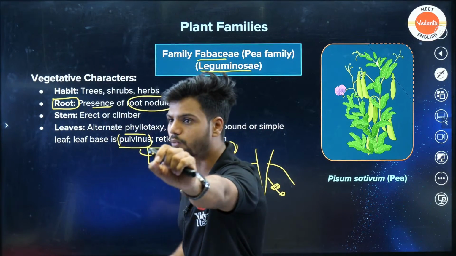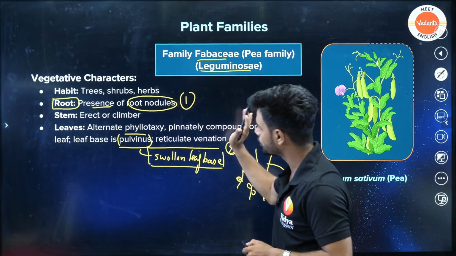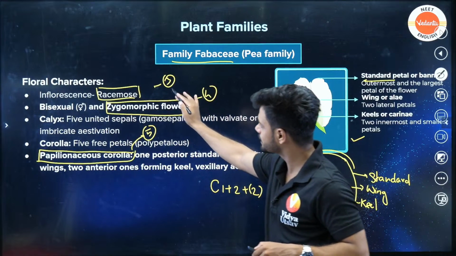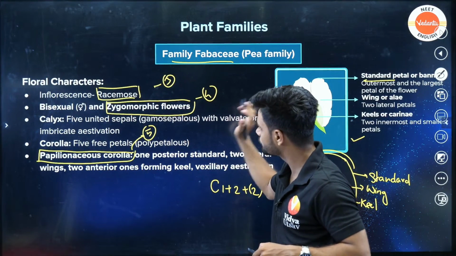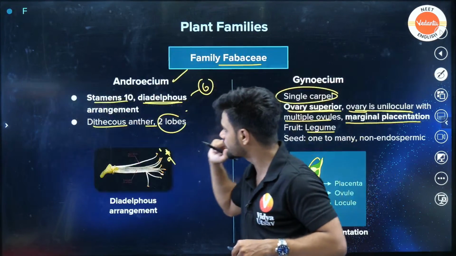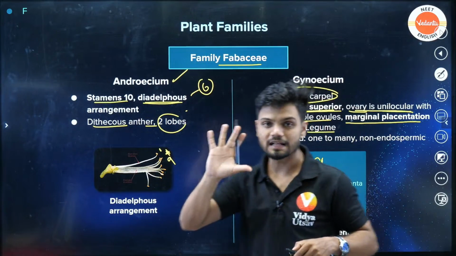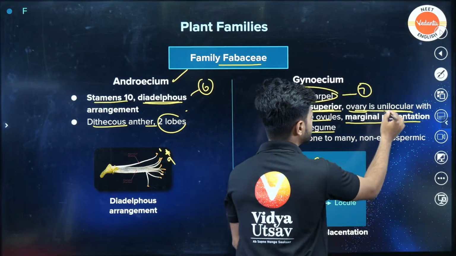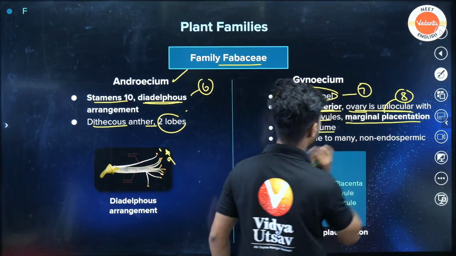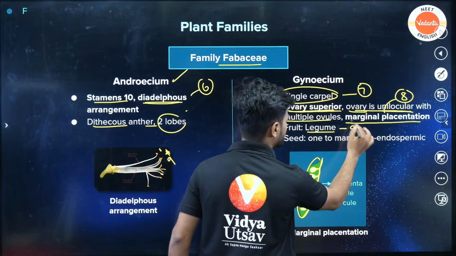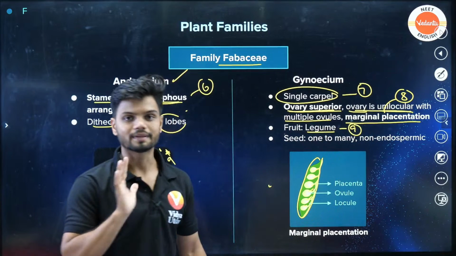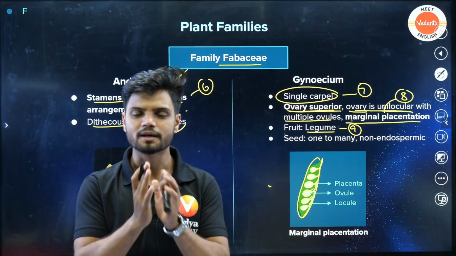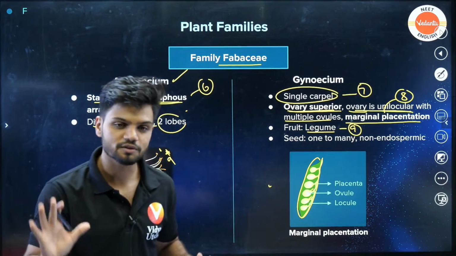I'll tell you what you need to remember here. First one is root nodules, second one is your pulvinous leaf base, third point is going to be racemose, fourth is going to be your zygomorphic, fifth is going to be your papilionaceous corolla, sixth is going to be your diadelphous condition, seventh is going to be your single carpel, eighth is going to be your marginal placentation, ninth is going to be your legume fruit. That's all. 9 points from your Fabaceae. Learn these points. Everything is going to be easy.